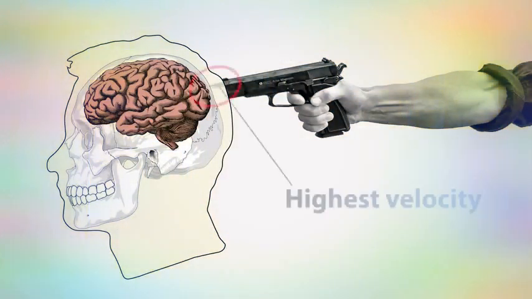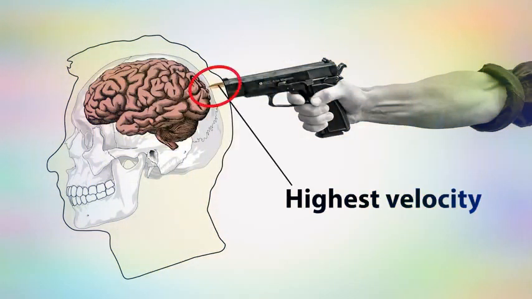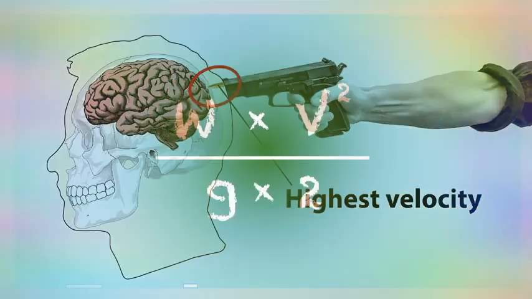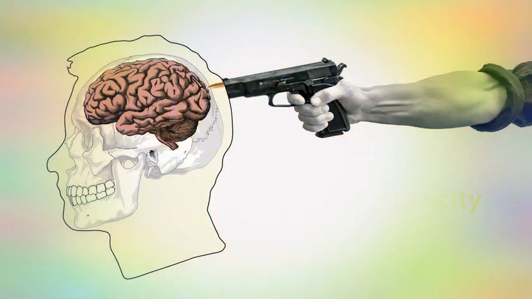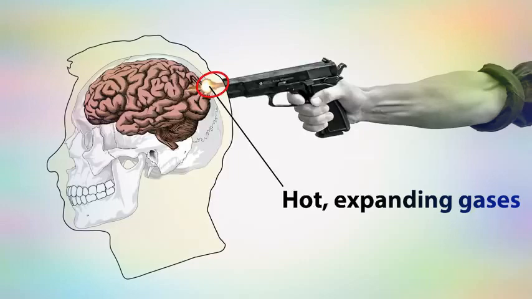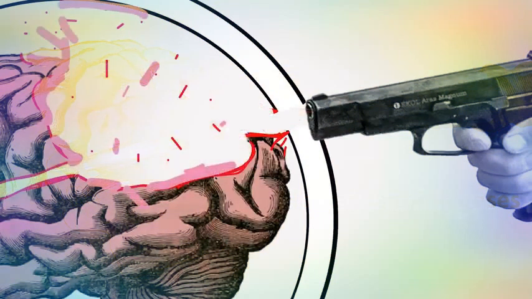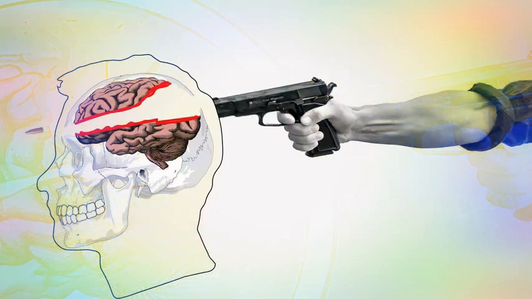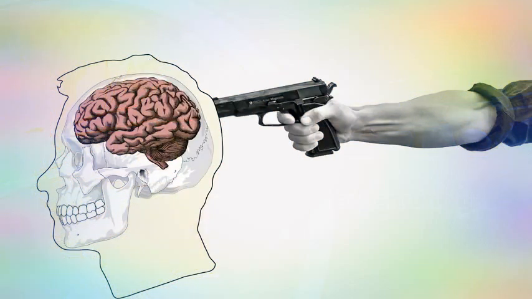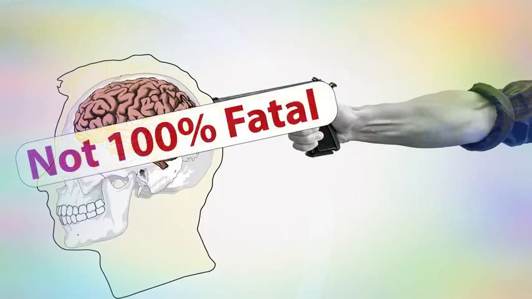Firstly, the bullet has the highest velocity when it strikes the skull, delivering the most energy possible. Remember this equation? Secondly, the hot expansive gases that are behind the bullet follow it into the wound. These gases then expand in the victim's brain, pulpifying it, as well as causing the skull in some cases to split open.